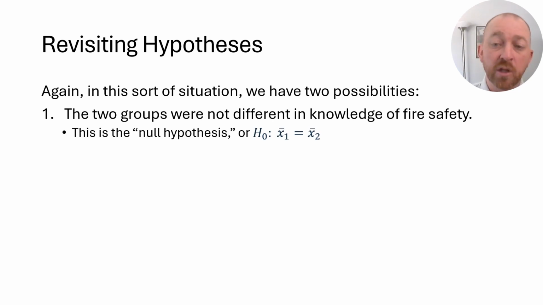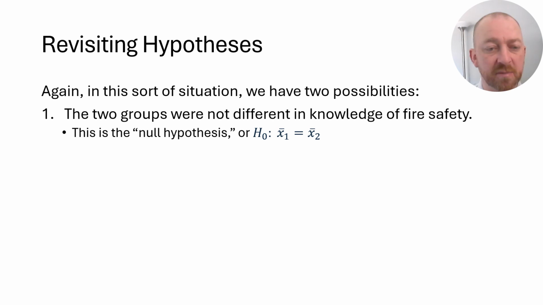That is known as the null hypothesis or the default hypothesis, and it's symbolized in this way. Again, H0: the mean of group 1 equals the mean of group 2. So in other words, they didn't differ in their quiz scores.